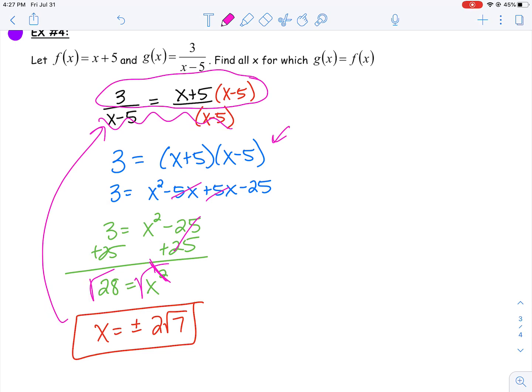And I didn't have to use quadratic formula or completing the square. Because it only had an x squared, I can use my principles of square roots to get that x squared by itself and then square root both sides.